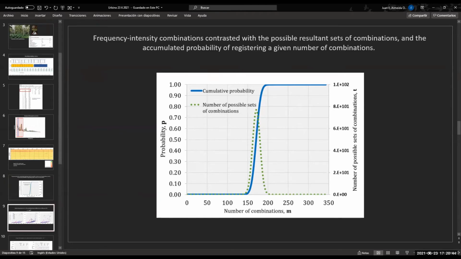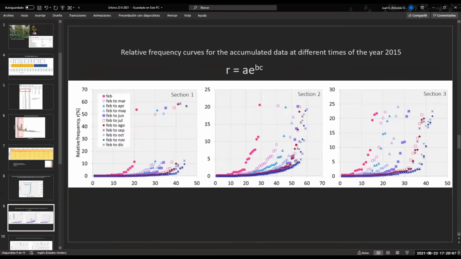In the results, the first thing we saw is this kind of model. In this first graph, for February, we have the distribution of the combinations. Some of the combinations appear most of the time. For instance, this combination appears more than 50% of the time. The next one appears much less, 10%, and the other combinations appear much less.